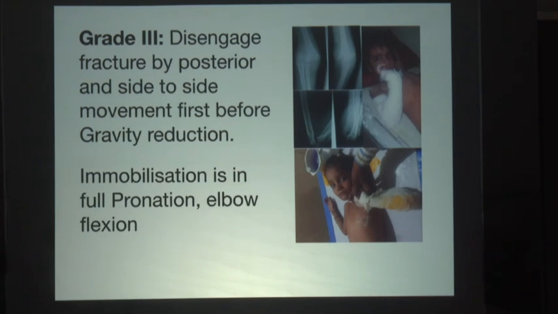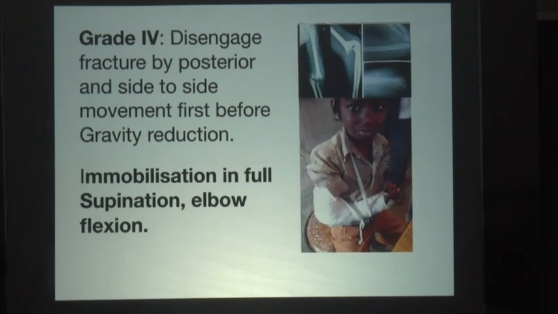it's immobilized in full pronation with elbow in flexion. It may be a bit confusing, but I'll send you a PDF. So next time you do a reduction, you can just read the PDF quickly and then go. Great force, disengage by posterior and side-to-side movement, then gravity reduction and immobilizing full supination, elbow flexion.